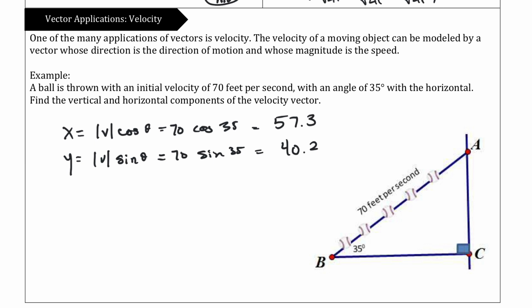Okay, but the math here says I want to know the moment that they let go of the ball, how fast is it traveling horizontally, and how fast is it going up and down? And you can do that by just finding the components, right? Magnitude times cosine of theta. So it's traveling 57.3 feet per second horizontally, and it's traveling 40.2 feet per second vertically at that moment that they throw the ball. So the horizontal and vertical components of this vector would be given just like this.